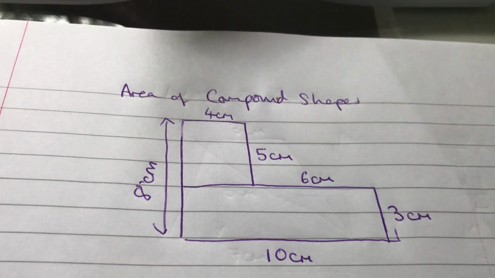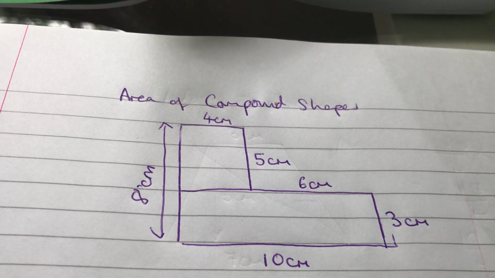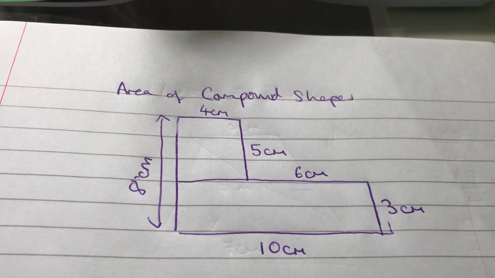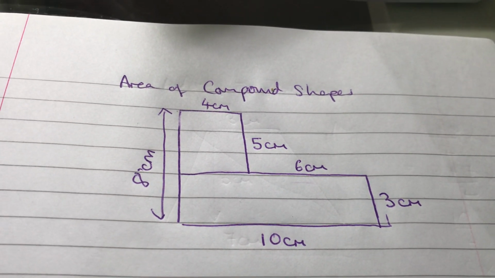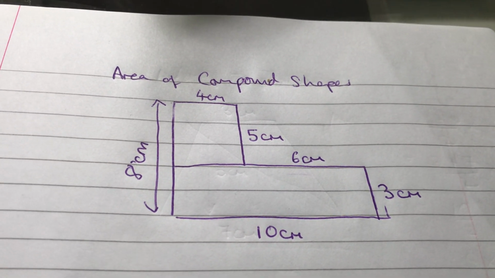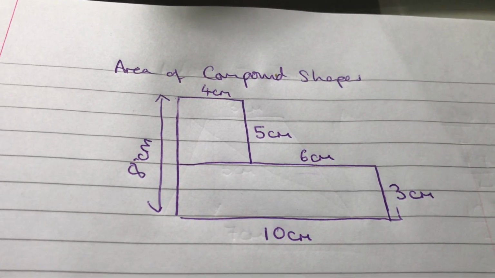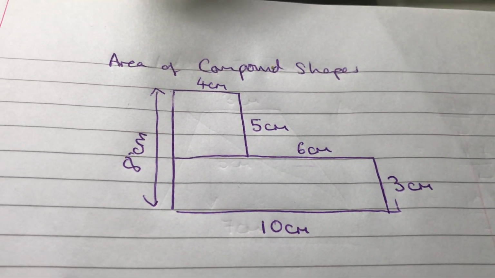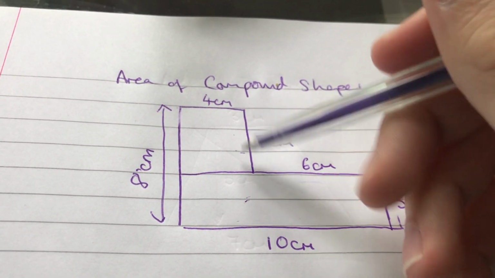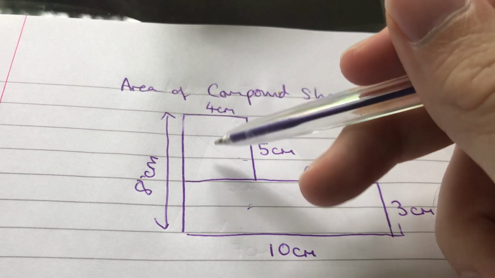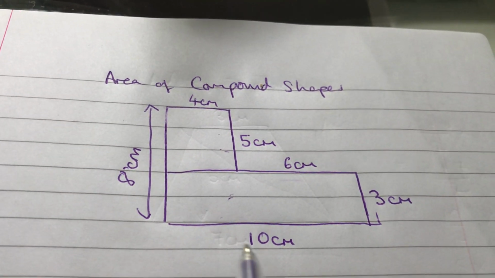What's a compound first? So we know a compound may be from a different subject like science, so elements. A compound is made up of different elements. So a compound shape is made up of more than one shape. So you can see here, I split this compound shape into two shapes. So we've got a rectangle here and a rectangle here.